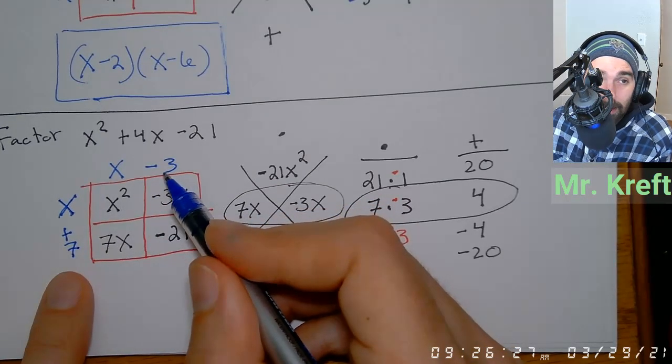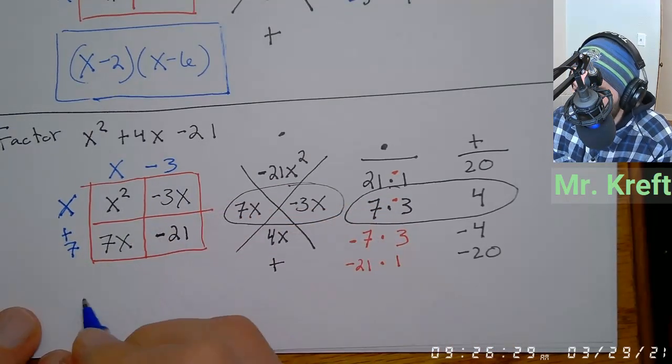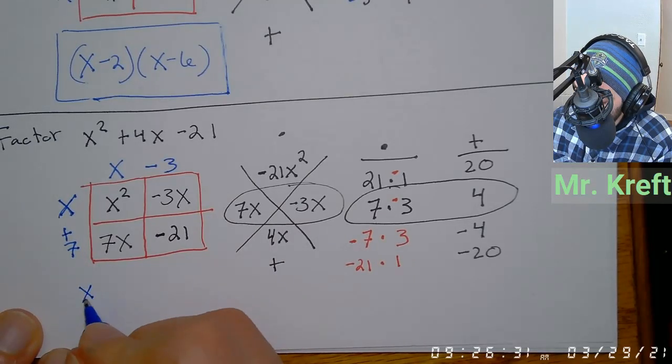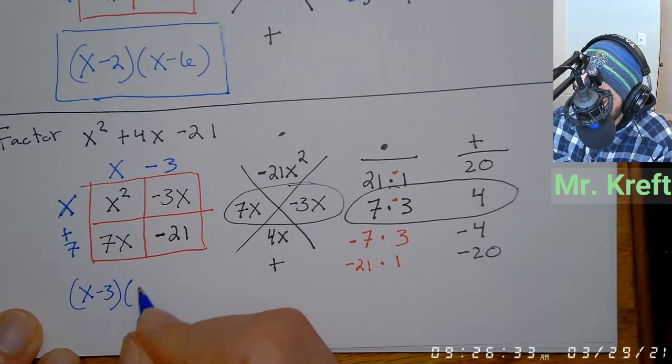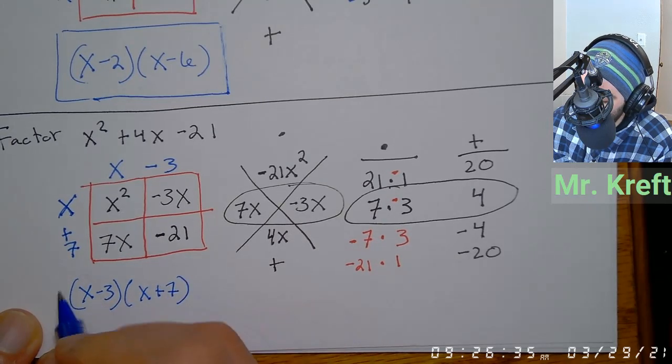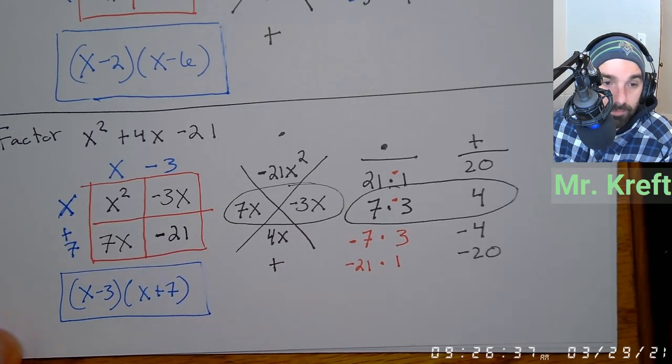And then we double check. Negative 3 times 7 is negative 21. So I get x minus 3 times x plus 7 in factored form.